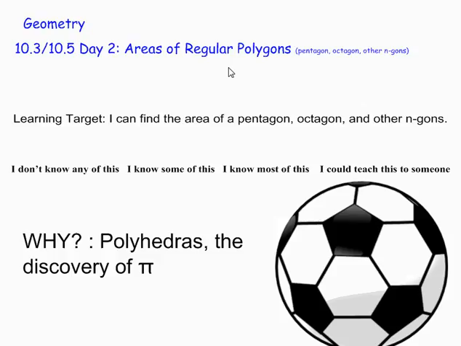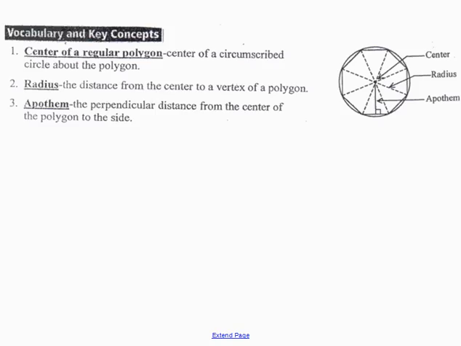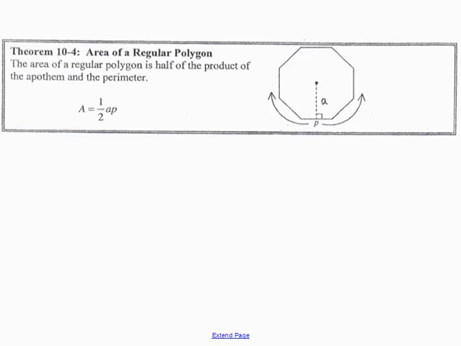Okay, so now we're on day 2 of this particular lesson, which is learning the area of regular polygons. But today we're going to be doing pentagon, octagon, and other n-gons. So today, again, we're going to be working with the radius and the apothem. Remember, the apothem is what we did yesterday. The area of a regular polygon is still the same formula. So for a polygon like this, it's always going to be 1/2 of the apothem times the perimeter.